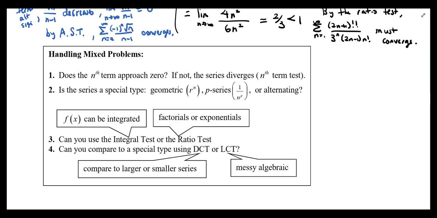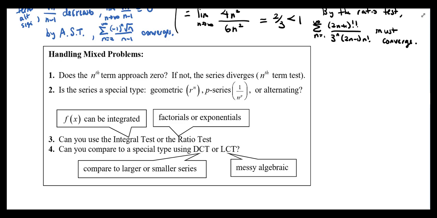Wow. So when you're looking at these mixed problems, I like to go through a little checklist, I guess. I ask myself first, does the nth term approach 0? If not, then let's use the series diverging nth term test to show that it diverges. Then I look to see if it's a special type. Is it a geometric series where there's a factor of r, the common ratio? Or is it a p-series? Or is it alternating? Because if I can identify what those are, boom, I just use that, we're done.